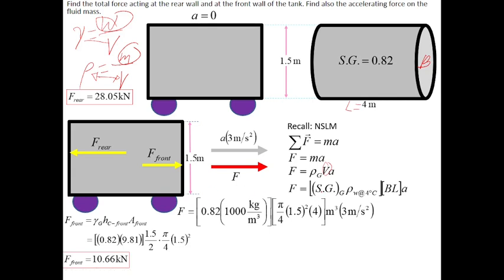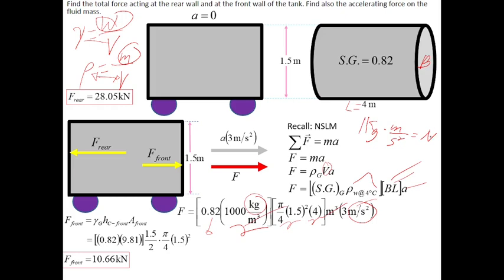So we have specific gravity of gasoline, 0.82, density of water at 4 degrees Celsius, that is 1,000 kilograms per cubic meter, and the base, the area of the base is a circle. So area of a circle, pi over 4d squared. Length is 4 meters. Okay. Acceleration is 3 meters per second squared. So cancel. So matitira ay kilogram meter per second squared. What is kilogram meter per second squared? That is Newton, no?